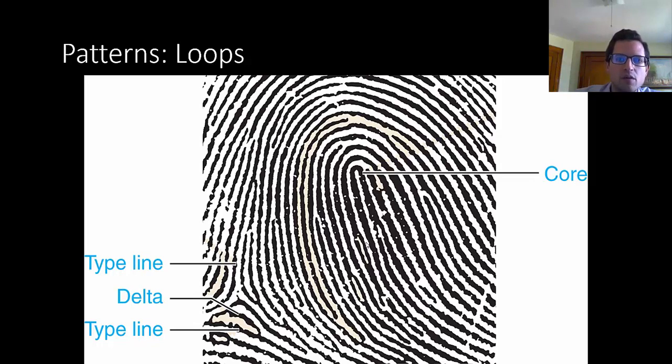Now, on the left side of the image, you'll see another characteristic of loops, which is a delta. So you can see that on the lower left, you have a set of lines coming in that diverge, and then these lines go around that core structure. And we call this divergence a delta. So all loops will have exactly one delta. And these lines that then go around the core, we call type lines. So this is one of the first patterns.